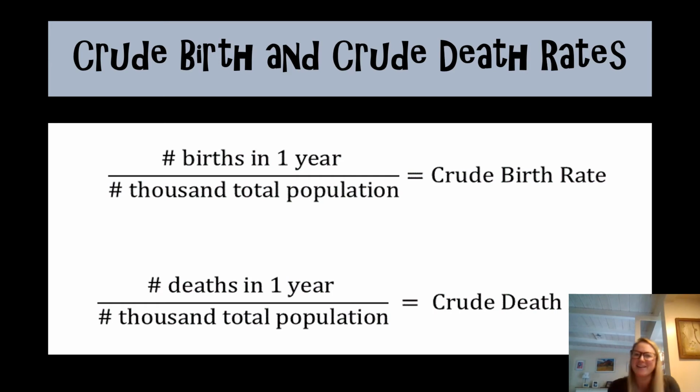Another tool is crude birth and crude death rates. This is how many births you have in 1 year divided by the total population size, per 1,000. And of course, if you want to do this with death rates, you do the same thing. You take the number of deaths that happen in 1 year and divide it by the total population per 1,000.